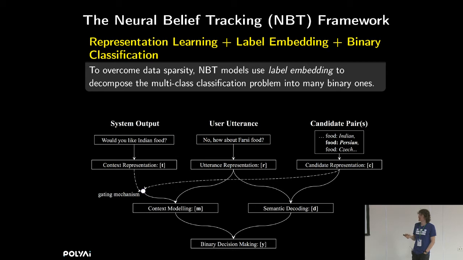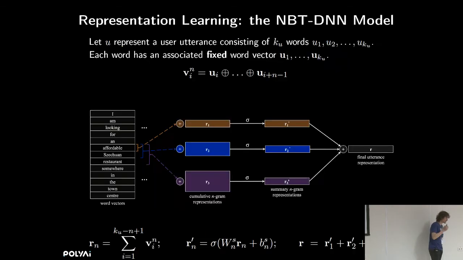and then combine context and semantic decoding, which is actually the combination of user utterances that we check whether the candidate pairs were expressed in the semantic decoding module into the final binary decision-making module. And so first, going to user utterance representation.